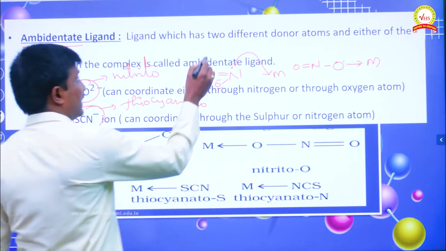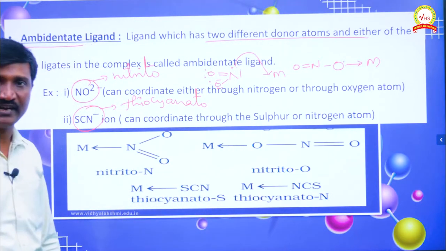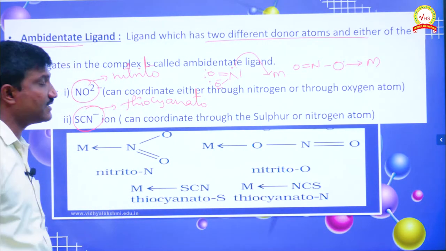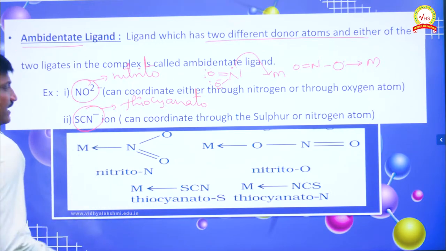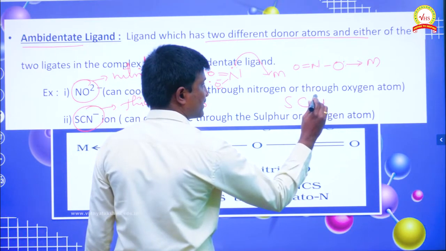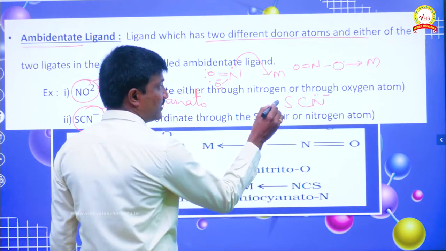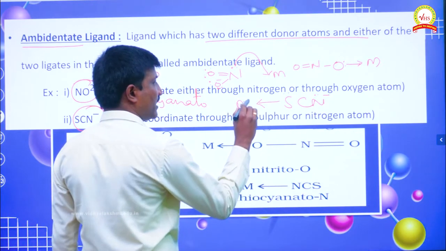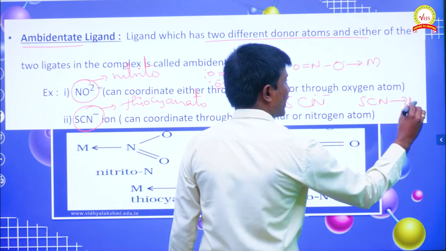In a ligand, if two different donor atoms are present to donate to the metal atom, such ligands we call ambidentate ligands. Now, if I take SCN minus, nitrogen has a lone pair of electrons and sulfur also has a lone pair of electrons. Sulfur has a chance to bind to the metal, or nitrogen also has a chance to bind to the metal.